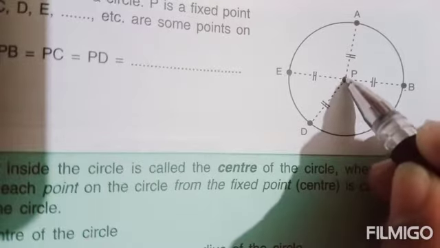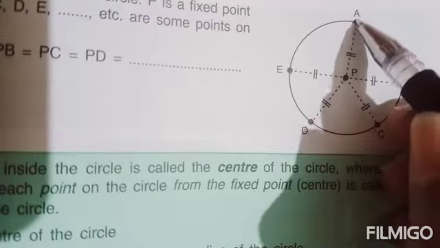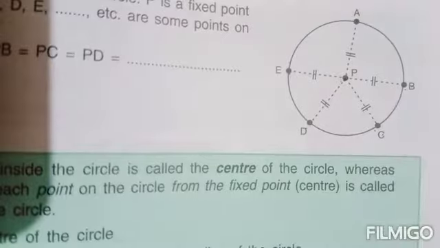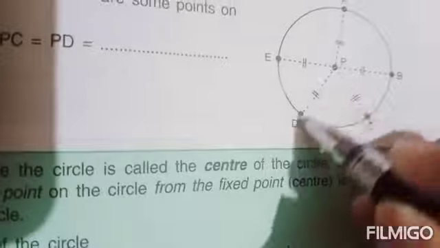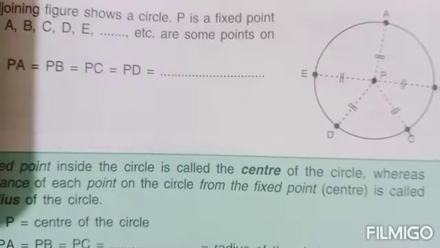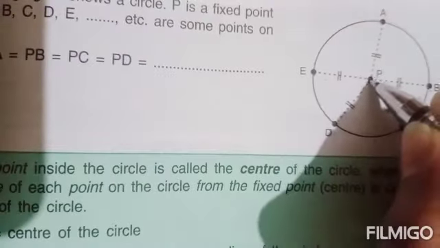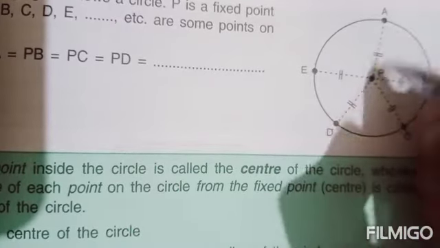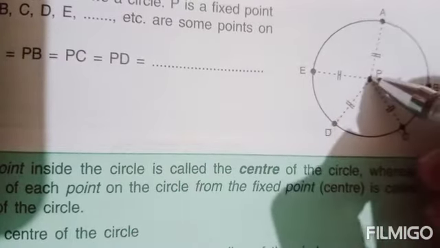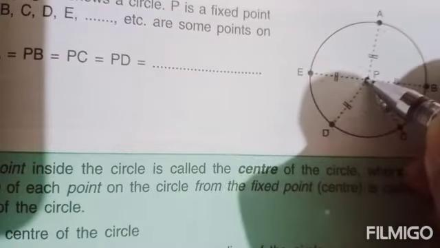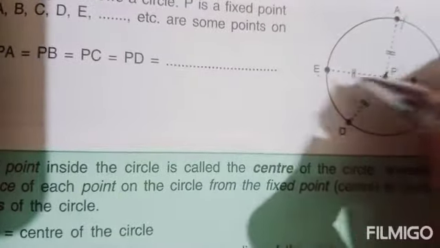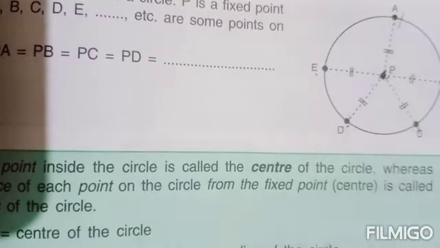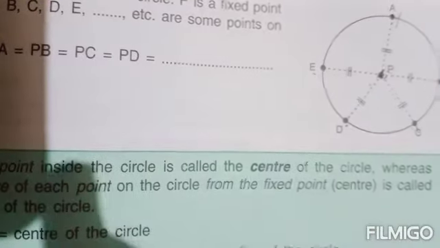ഈ ഫിക്സഡ് പോയിൻ്റ് പിയിൽ നിന്ന് ഈക്വൽ ഡിസ്റ്റൻസിലുള്ള പോയിൻറ്റ്സാണ് എ, ഇ, ഡി, സി, ബി. ഓക്കെ, length of PA, length of PB, length of PC, length of PD, length of PE will be equal. Okay, now this fixed point is called the center of the circle, and this equidistant distance of each point from this fixed point, ഈ ഫിക്സഡ് പോയിൻ്റിൽ നിന്ന് ഓരോ പോയിൻറ്റിലേക്കുള്ള ഡിസ്റ്റൻസിനെയാണ് നമ്മൾ റേഡിയസ് എന്ന് പറയാം, റേഡിയസ് ഓഫ് ദി സർക്കിൾ. ഓക്കെ, PA is a radius, PE is a radius, PD is a radius, PC, PB all are radius. All will have equal length.